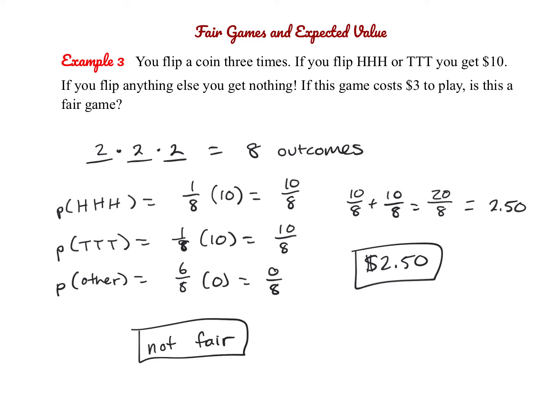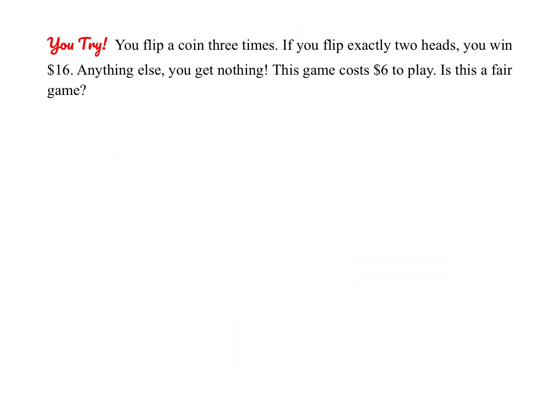So again, we need to consider the individual outcomes and then how much you earn from those different outcomes happening. And then you essentially add up all of those individual values to find the expected value of the game. All right, so now I'm going to have you guys try one on your own. So pause the video and give this one a shot.